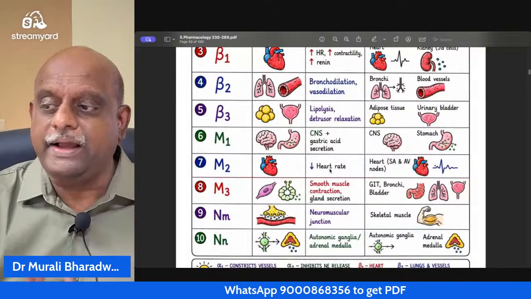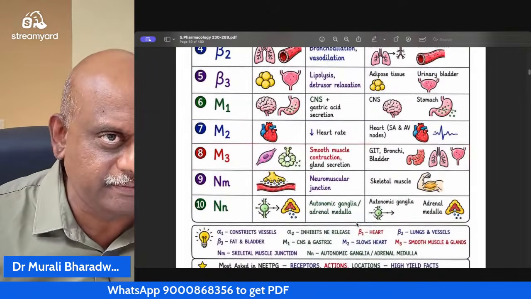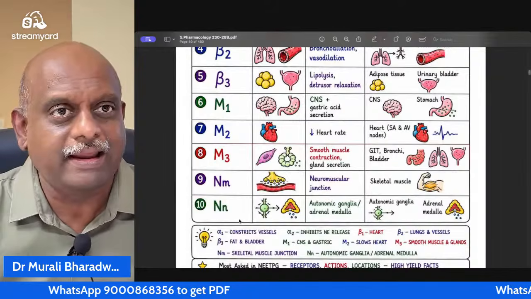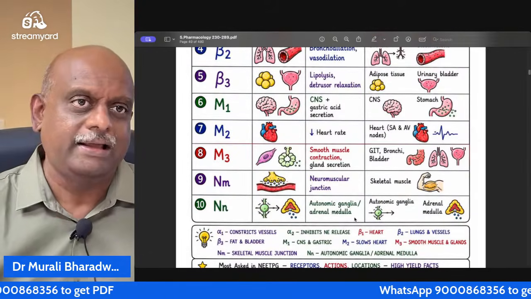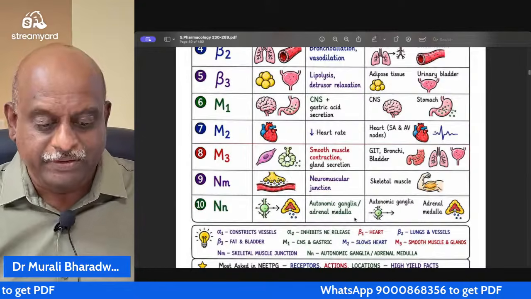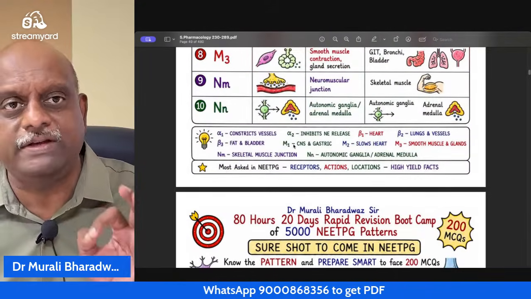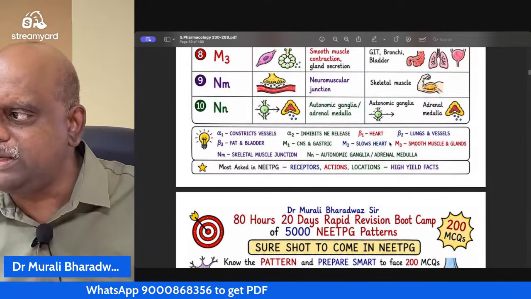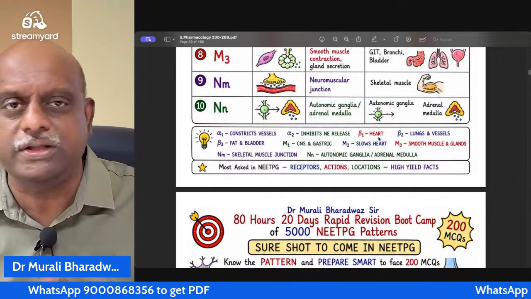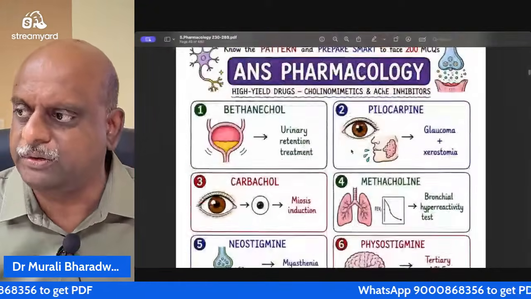The nicotinic receptor NM is there in the neuromuscular junction in skeletal muscle. NN is in autonomic ganglia and adrenal medulla, is what we have to basically remember. So alpha 1 constricts the vessels, alpha 2 inhibits the norepinephrine release. Beta 1 is on the heart, beta 2 is in the lungs and vessels. You need to be doubly sure.